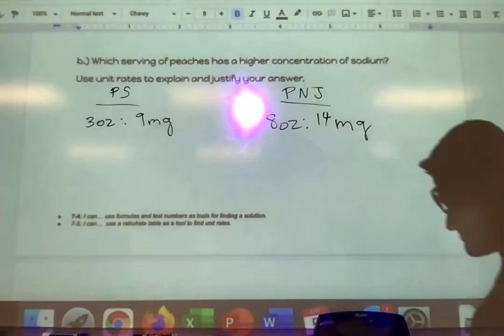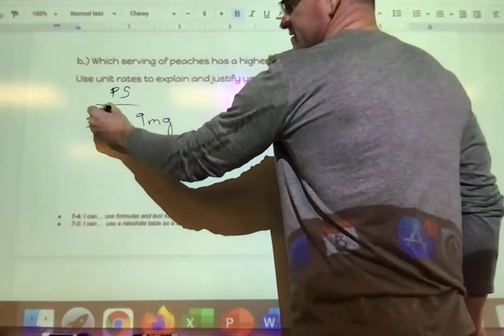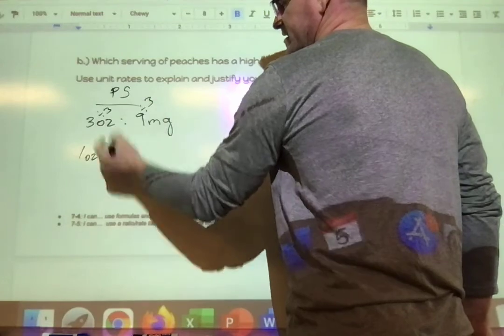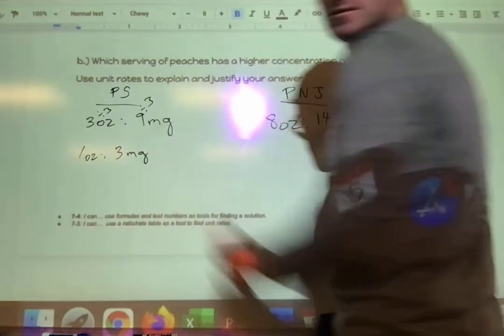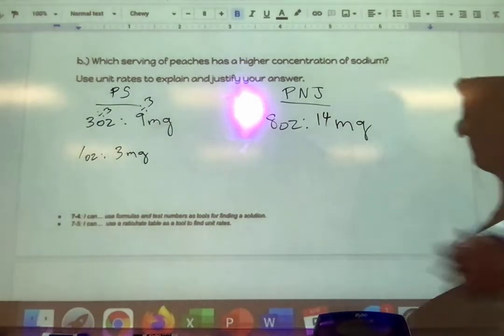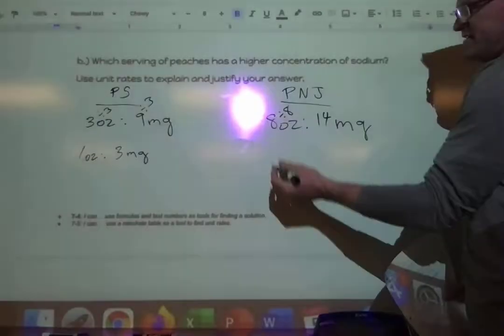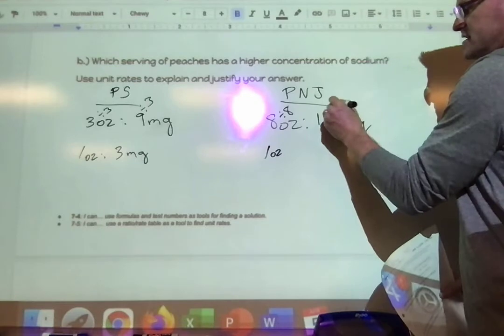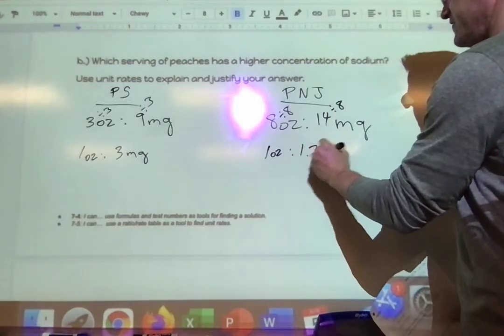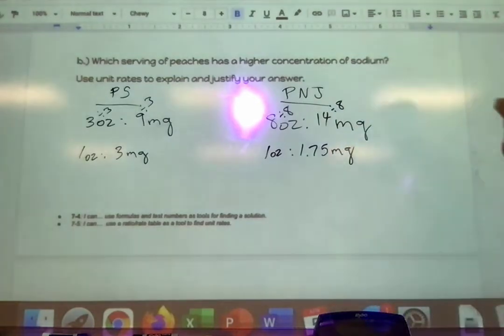So again, same thinking here. Get it down to unit rate. I divide by 3 here. That gets me down to 1 ounce. So I divide by 3 here, and I get 3 milligrams. So every 1 ounce, there's 3 milligrams of sodium. And for the natural juice, I get it down to 1 ounce by dividing by 8. If you divide by 8, you'll get 1.75 if you do the work. So 1.75 milligrams of sodium.